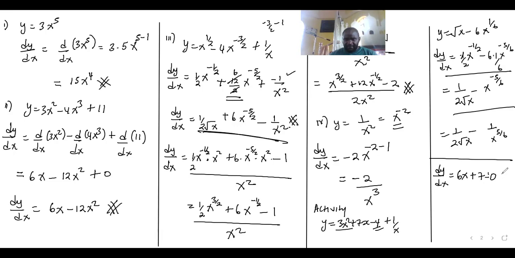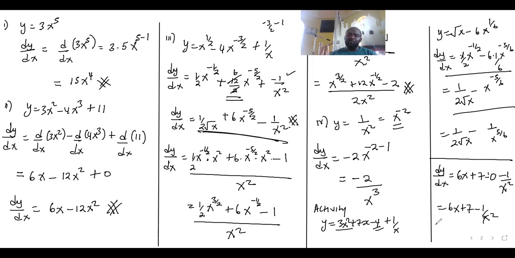Negative x. No. Girls, what do you get when you differentiate 1 out of x? Negative 1 out of x squared. Hence the solution: 6x plus 7 minus 1 out of x squared.